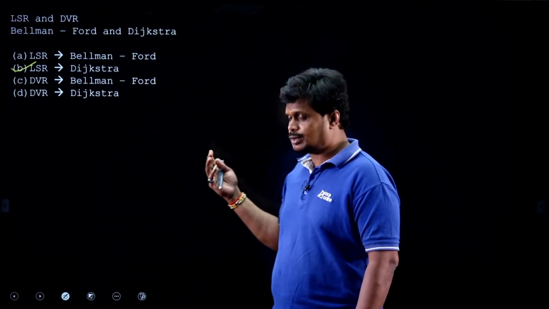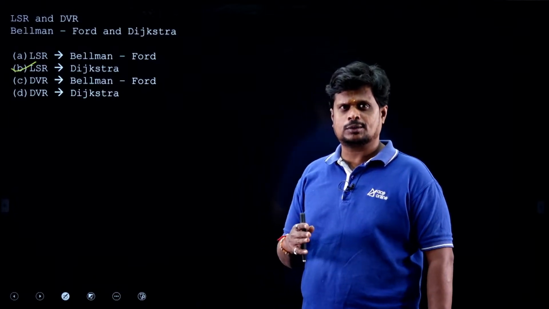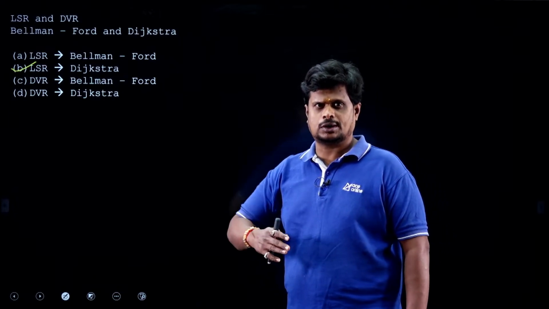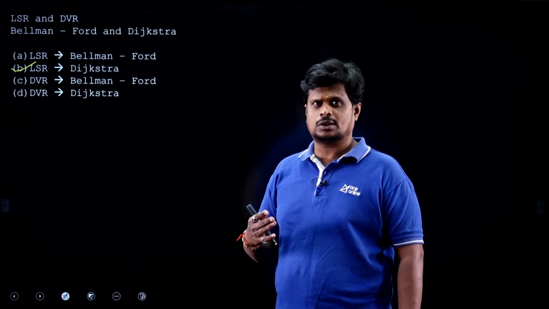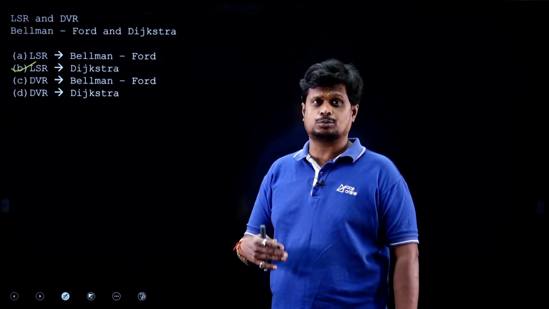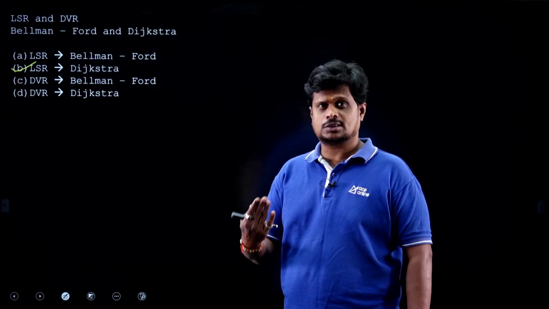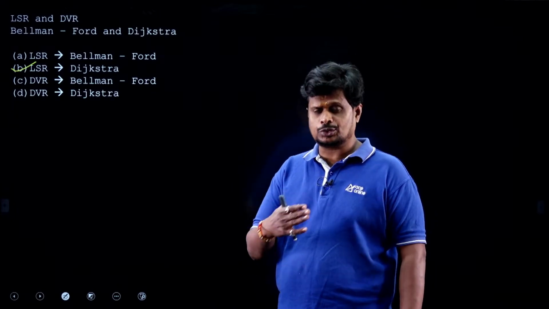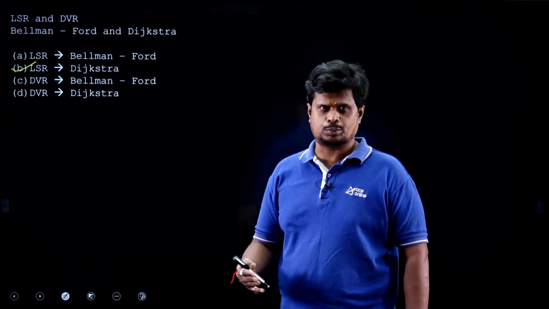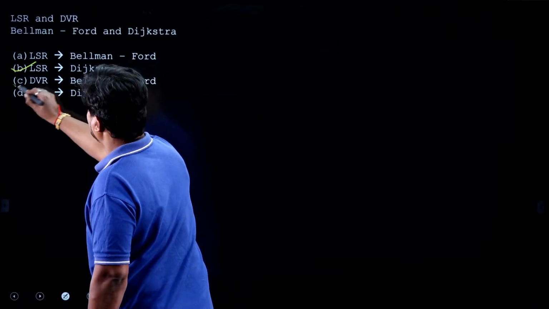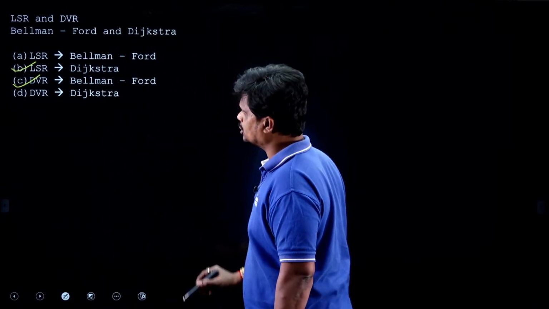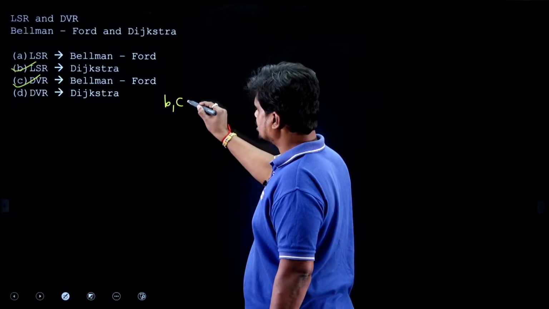Then coming to distance vector routing, you know that the distance vector routing algorithm is implemented by Bellman-Ford. It is introduced by Bellman-Ford and implemented by Ford-Fulkerson. So the distance vector routing algorithm is also called the Bellman-Ford routing algorithm, meaning your distance vector routing algorithm is using that Bellman-Ford principle. So that is why distance vector routing and Bellman-Ford both are correct matching. So the answer for this question is B and C.